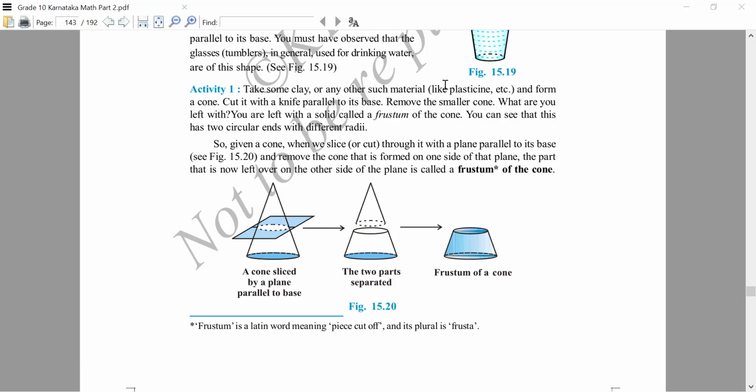You take a cone. This is a cone here. You slice the cone with a plane, basically you cut the cone, but not necessarily from the middle, it can be anywhere. I can cut from here, I can cut from here, but I'm slicing it off. So it's a three-dimensional thing.